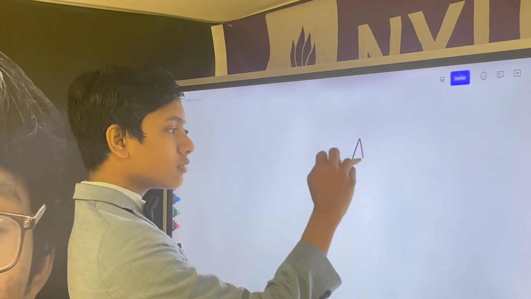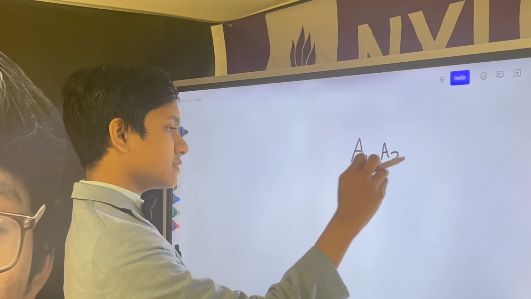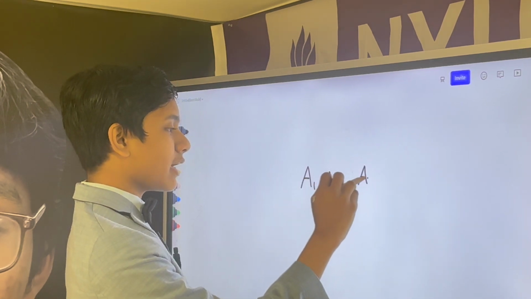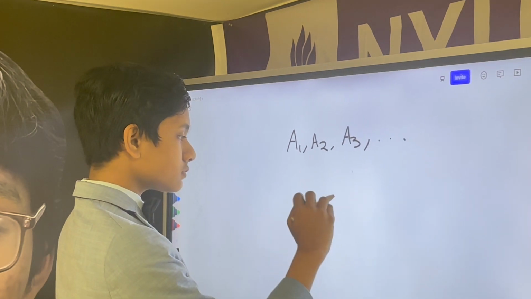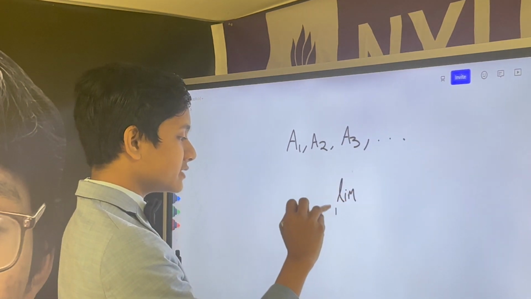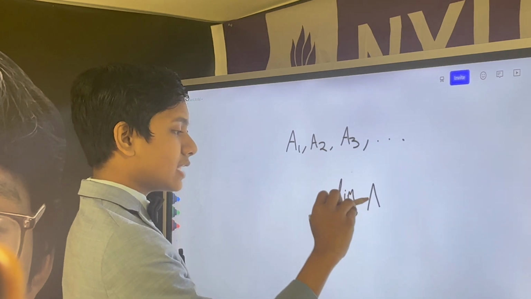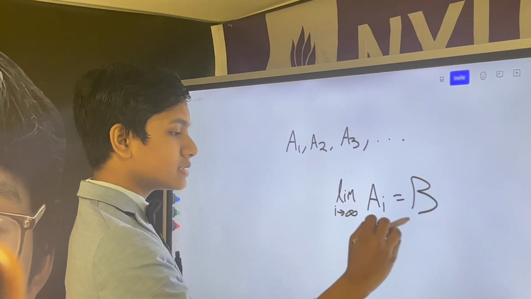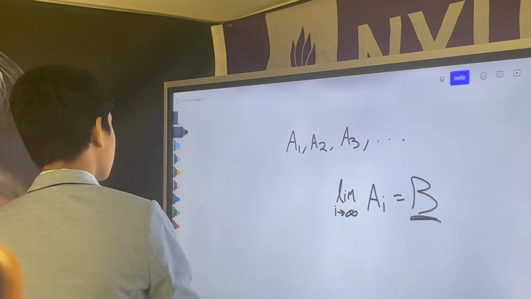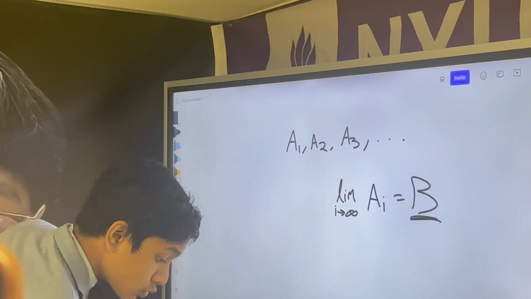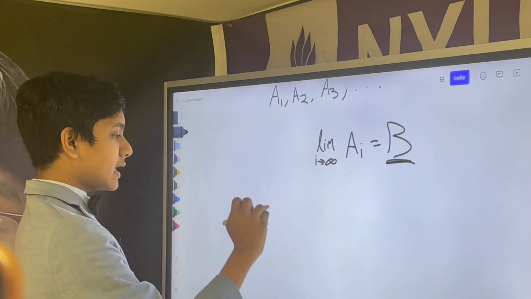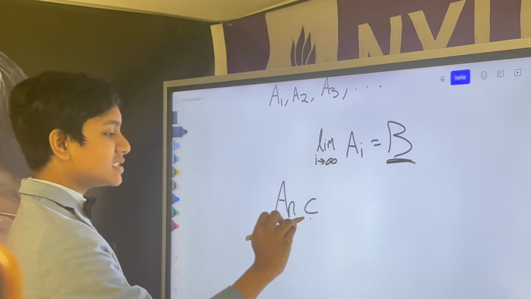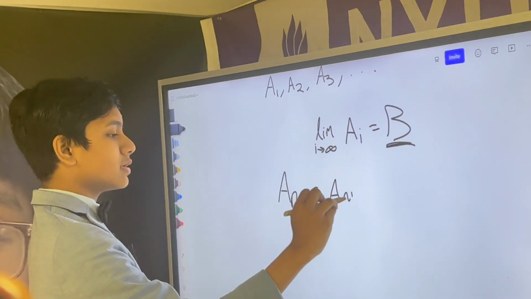Today we're going to be looking at a pretty interesting problem where we have a convergent sequence of sets. Let's say we have A1, A2, A3, etc., an infinite series of sets such that their limit is some set B. So it might look something like this, and our assumption is A_n is always a subset of A_(n+1).